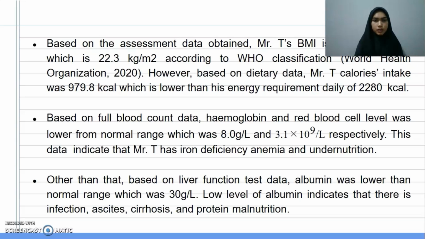Based on full blood count data, hemoglobin and red blood cell levels were lower than the normal range. This data indicates that Mr. T has iron deficiency anemia and undernutrition. Other than that, based on liver function test data, albumin was lower than the normal range. Low levels of albumin indicate that there is infection, ascites, cirrhosis, and protein malnutrition.